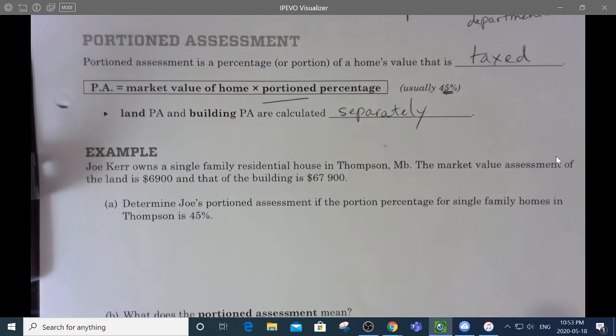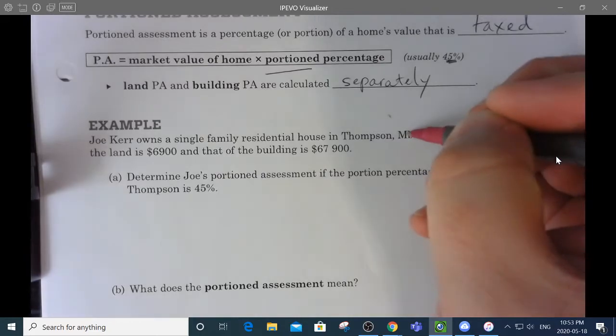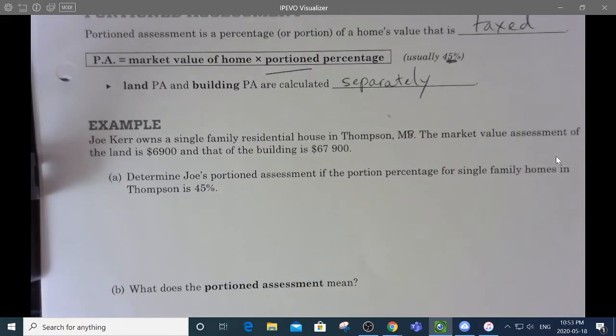Joe Kerr owns a single-family residential house in Thompson, Manitoba. That should be two capitals there. There we go. The market value assessment of the land is $6,900, and that of the building is $67,900. Determine Joe's portioned assessment if the portioned percentage for single-family homes in Thompson is 45%.